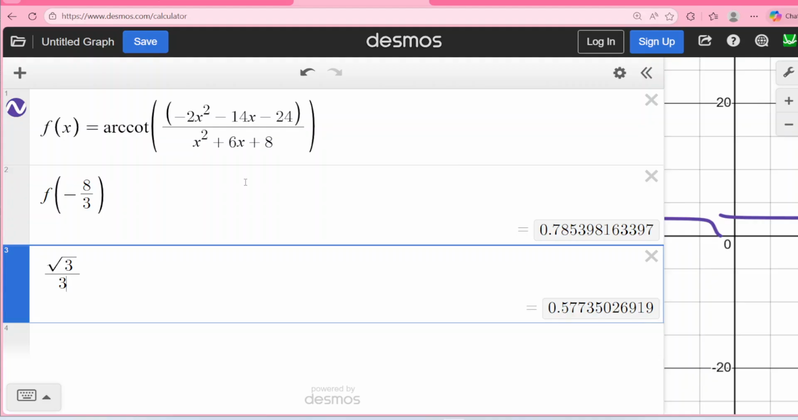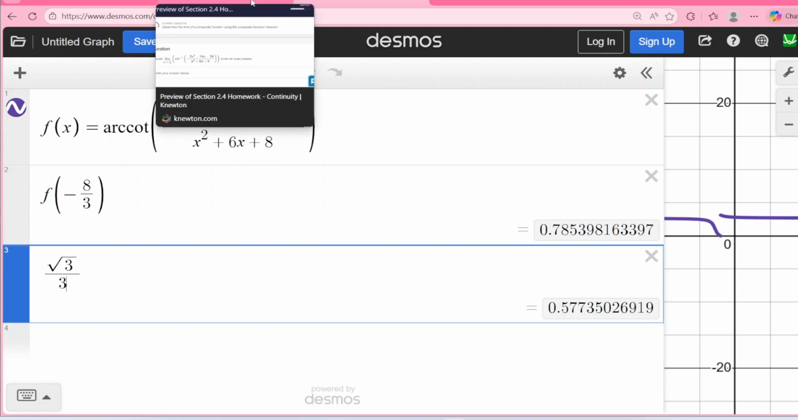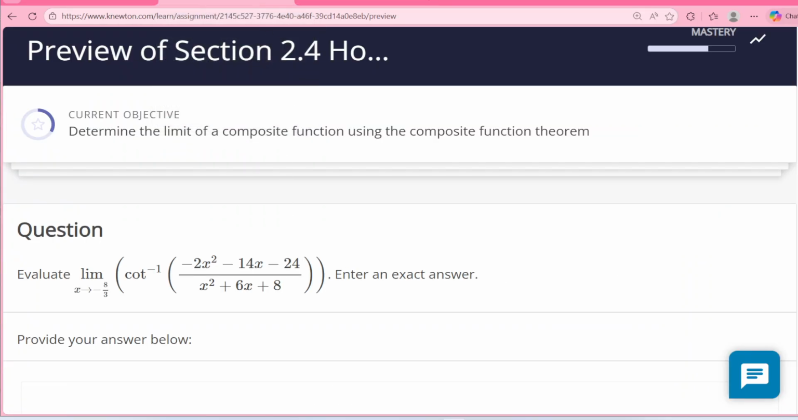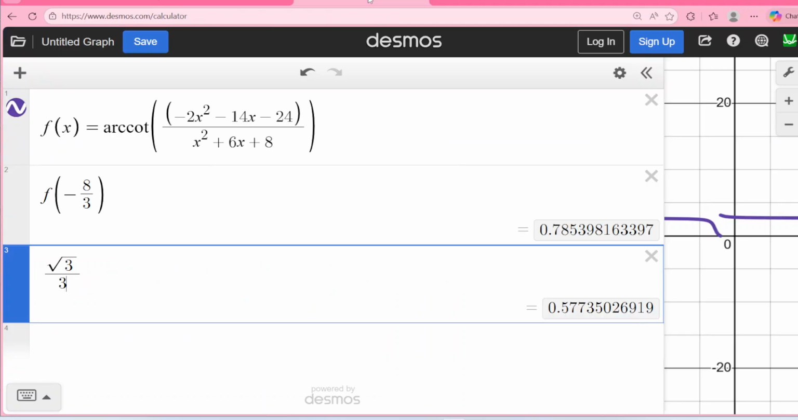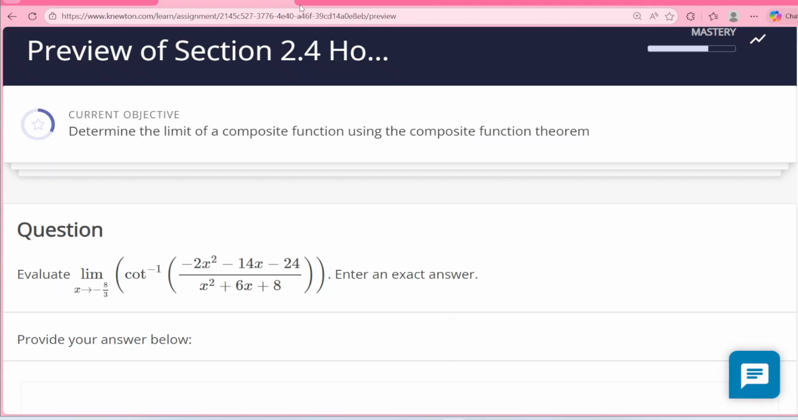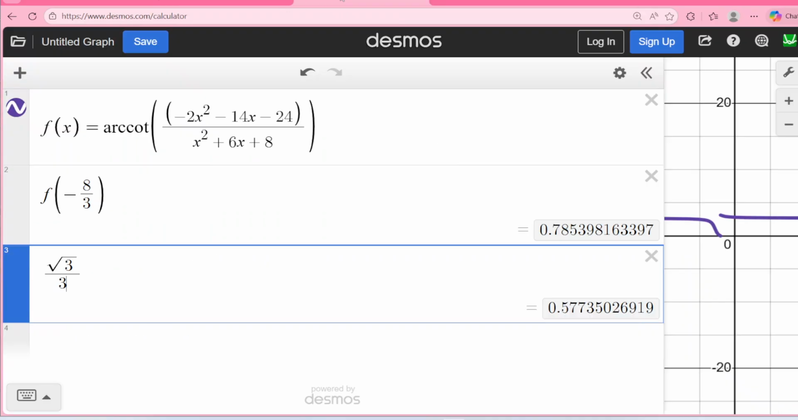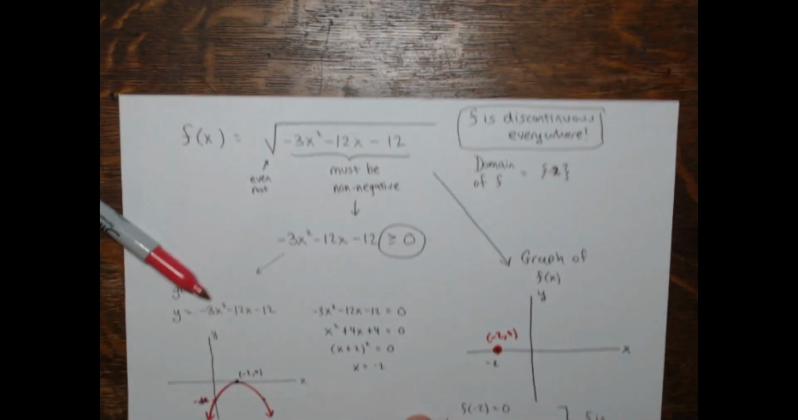All right, so I actually have to go through this. I apologize. I thought I could get something nice out of this from Desmos, but let's go and actually plug this in. Let's make sure I entered that correctly. Inverse cotangent of -8/3. All right. Okay. So looks like I've got to do this by hand.